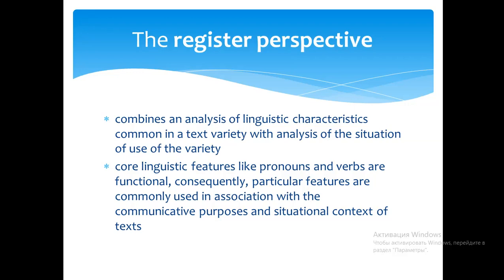We use the terms register, genre and style to refer to three different perspectives on text varieties. The register perspective combines an analysis of linguistic characteristics that are common in a text variety with analysis of the situation of use of the variety. The underlying assumption of the register perspective is that core linguistic features like pronouns and verbs are functional, and as a result, particular features are commonly used in association with the communicative purposes and situational context of the text.